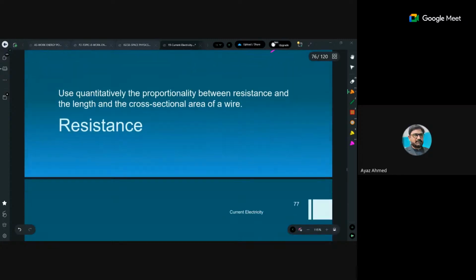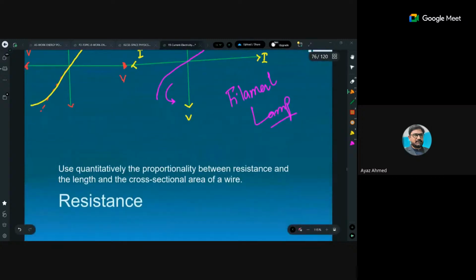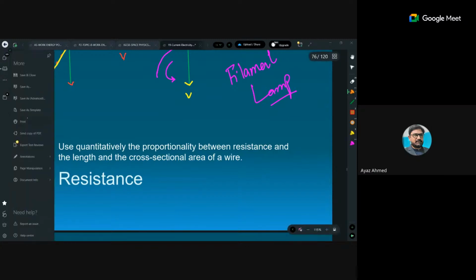Okay. Now here I need to add one more thing, and that is, I need to add one page for your thermistor.